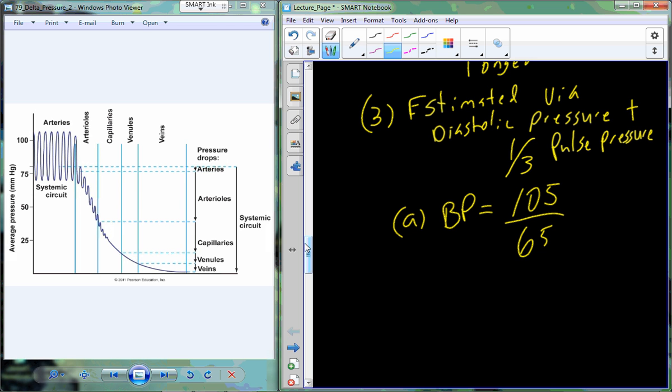By the way, what are the units that I'd be using here? Most of the time you just get, oh, your blood pressure is 110 over 70. But it's actually a pressure measurement, so there's actually a unit. What's that? Okay, and mmHg stands for?